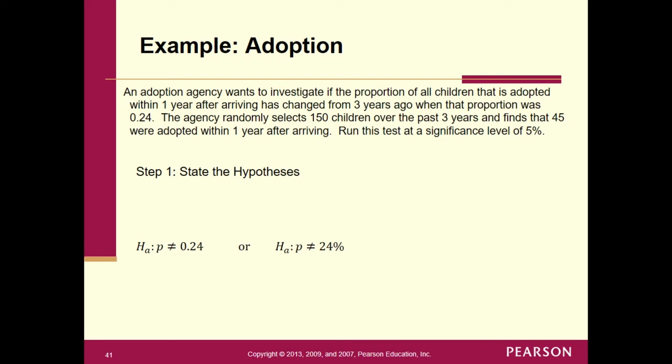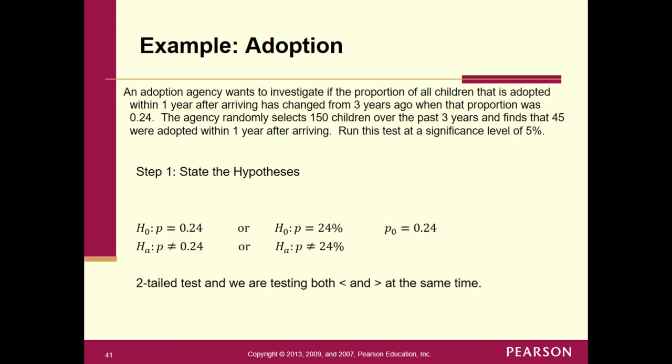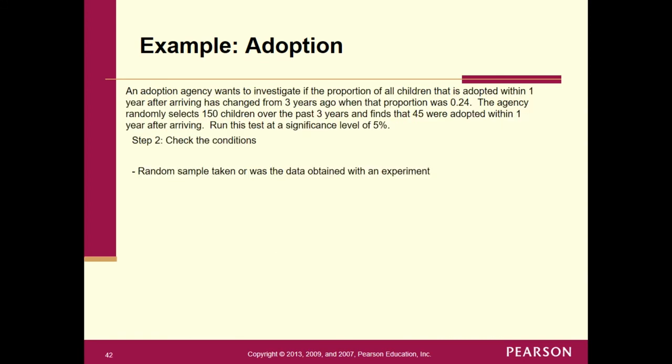And let's see here. P is equal to 0.24 or 24% for the null. That means p sub 0 is 0.24. This is a two-tailed test, and we are testing both less than and greater than at the same time. Check the conditions. We don't have any assumptions here.